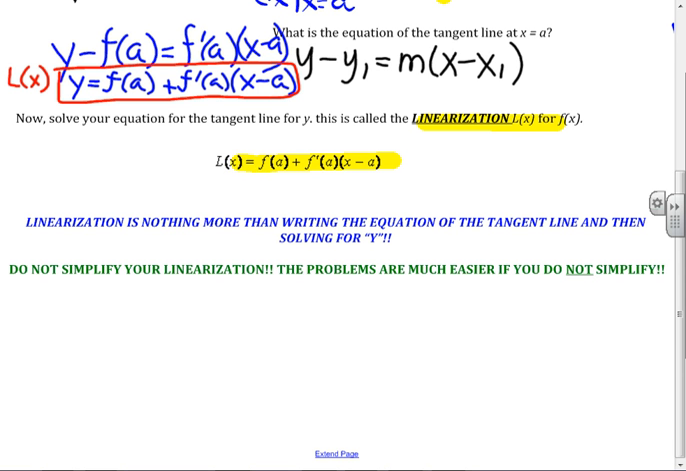I could have just given you the formula and you could just plug it in, but then that's memorizing. And there's so much you have to memorize, that's too much. It's just easier to write the equation of the tangent line that you do have to know. Yes, it's another way to do some of the homework, not all of it. Okay, linearization is nothing more than writing the equation of the tangent line and then solving for y.